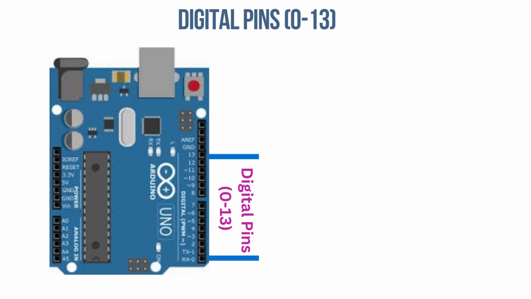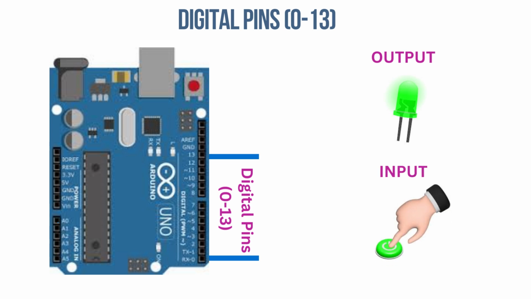Digital pins are perfect for tasks requiring discrete states, like controlling LEDs. Reading buttons, like detecting if a button is pressed or released. Controlling relays, like switching higher power devices like lights or motors.